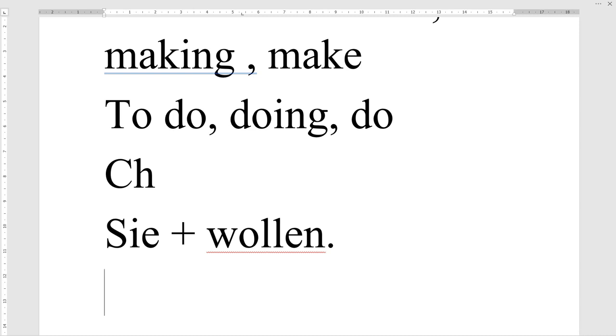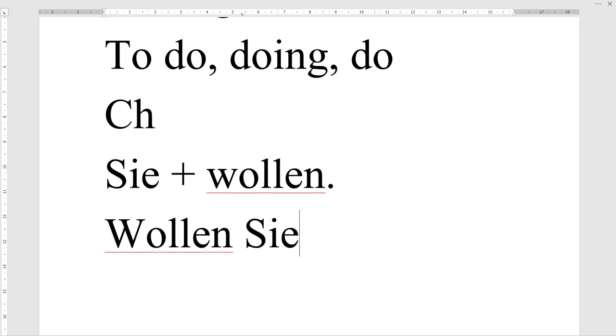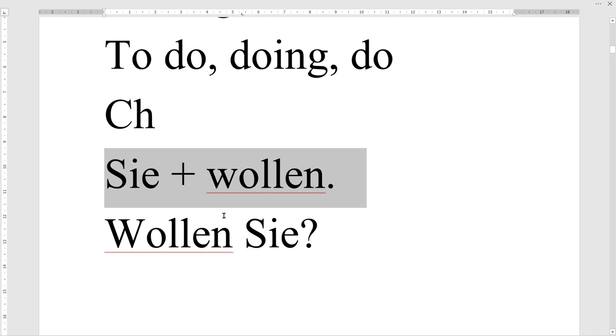Now if I want to make a question out of this, basically the question would be the reversal of the subject and the verb. Then in this case we would say wollen Sie. Now the question mark, wollen Sie means do you want. Now remember, Sie wollen means you want. If you want to make a question out of this, you would say wollen Sie, which means do you want.